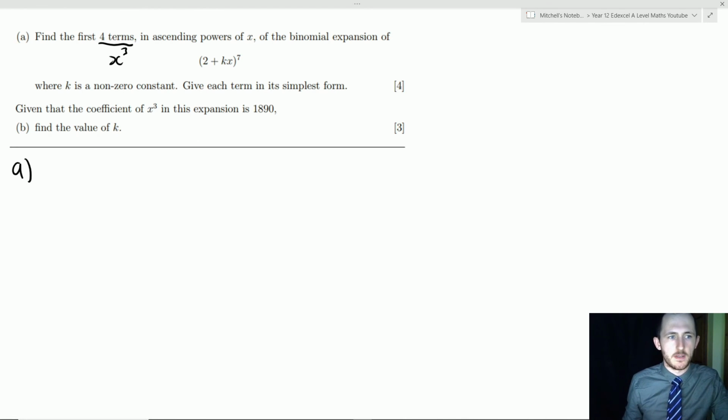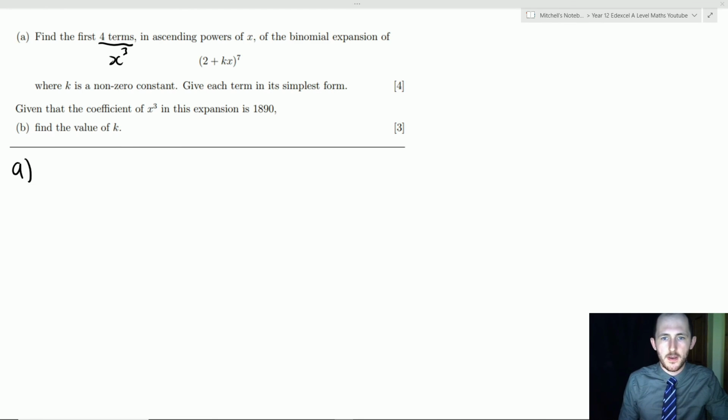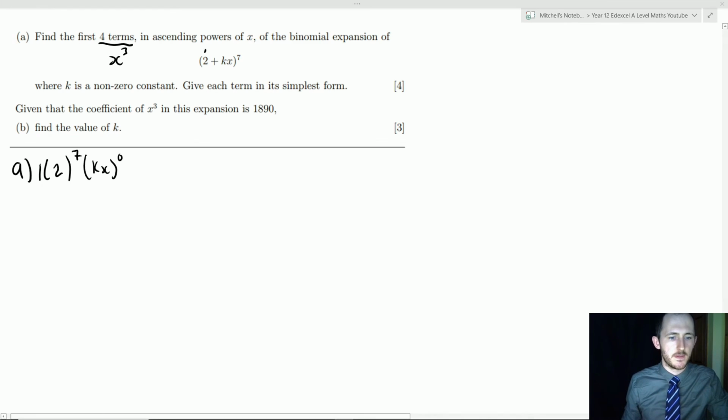expansion. So what we do is use the nCr button to work out what our coefficients are. So n is always the power of the bracket, which is 7, and r is where we are in the expression. So the first place is always 0. So that gives me 1. So I write 1. Then, since it's ascending, I'm going to look at the 2 first. So 2 to the power of 7, and then kx to the power of 0. Okay.